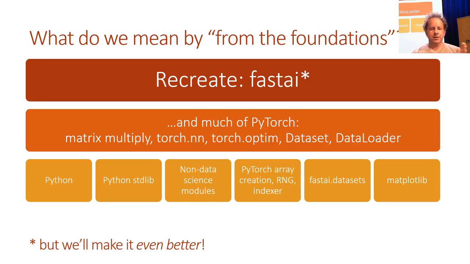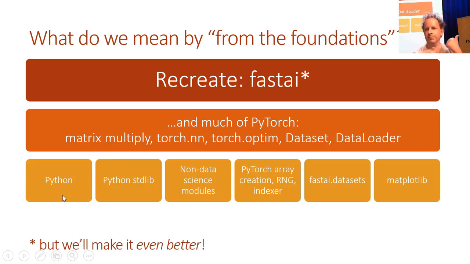So, the goal is to recreate fastai from the foundations, and much of PyTorch, like matrix multiplication, a lot of torch.nn, torch.optim, dataset, data loader, from the foundations, and this is the game we're going to play. The game we're going to play is we're only allowed to use these bits.